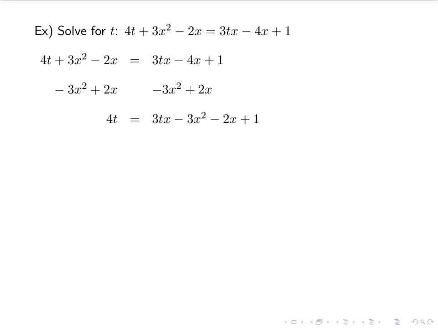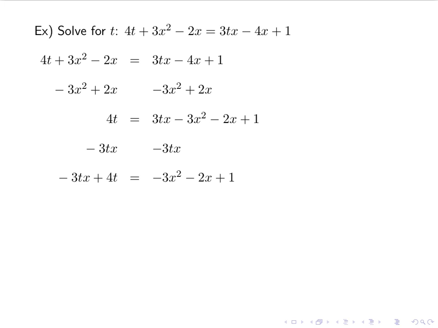And then we'll clean it up, so we have just 4t on the left, and then negative 4x plus 2x is the negative 2x over here. So 3tx minus 3x squared minus 2x plus 1. Then we'll move our 3tx over. So we'll subtract it from both sides. And we have negative 3tx plus 4t on the left, negative 3x squared minus 2x plus 1 on the right.